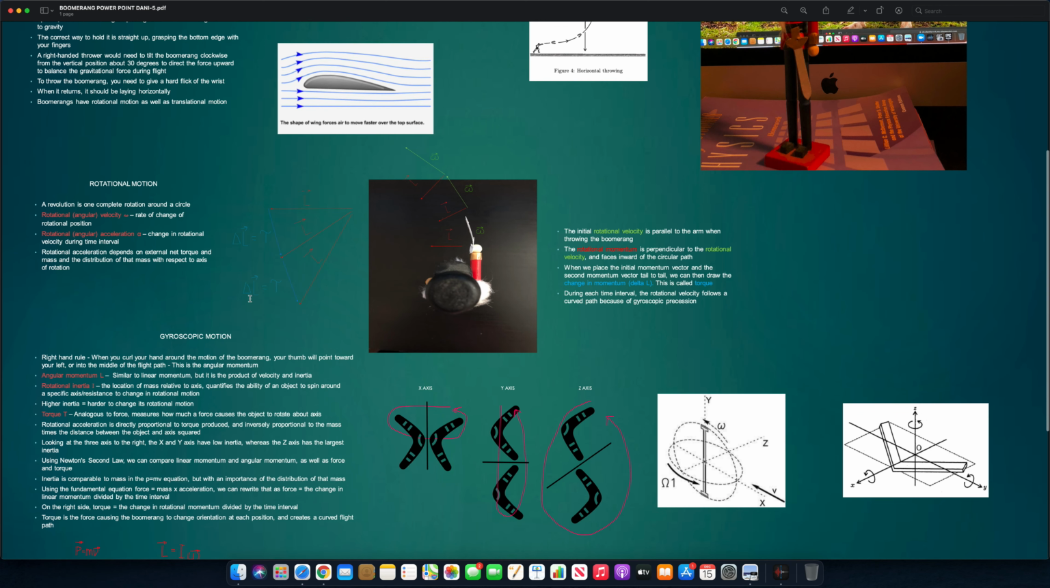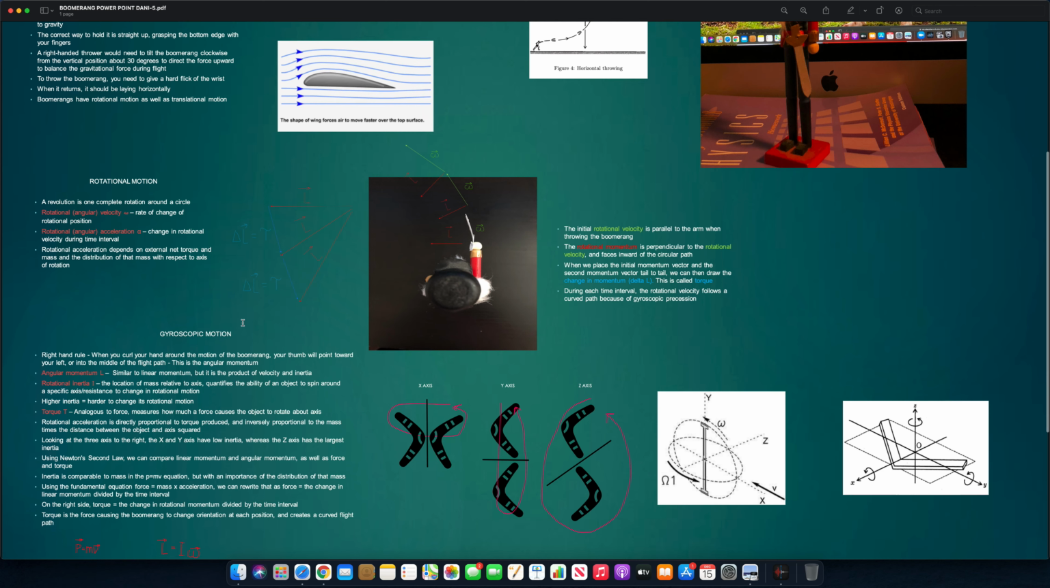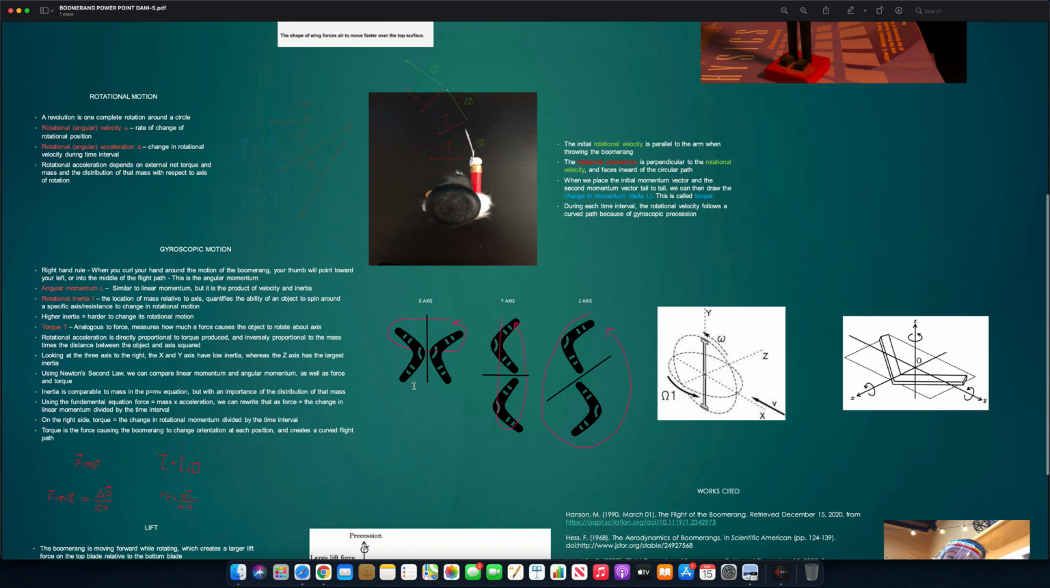So right here, the delta L is equal to the torque. Okay, now we're on to gyroscopic motion. So again, the good old right hand rule. When you curl your hand around the motion of the boomerang, your thumb will point toward your left, or into the middle of the flight path, and like we said, that's the angular momentum. That's the red arrow with the L on it.